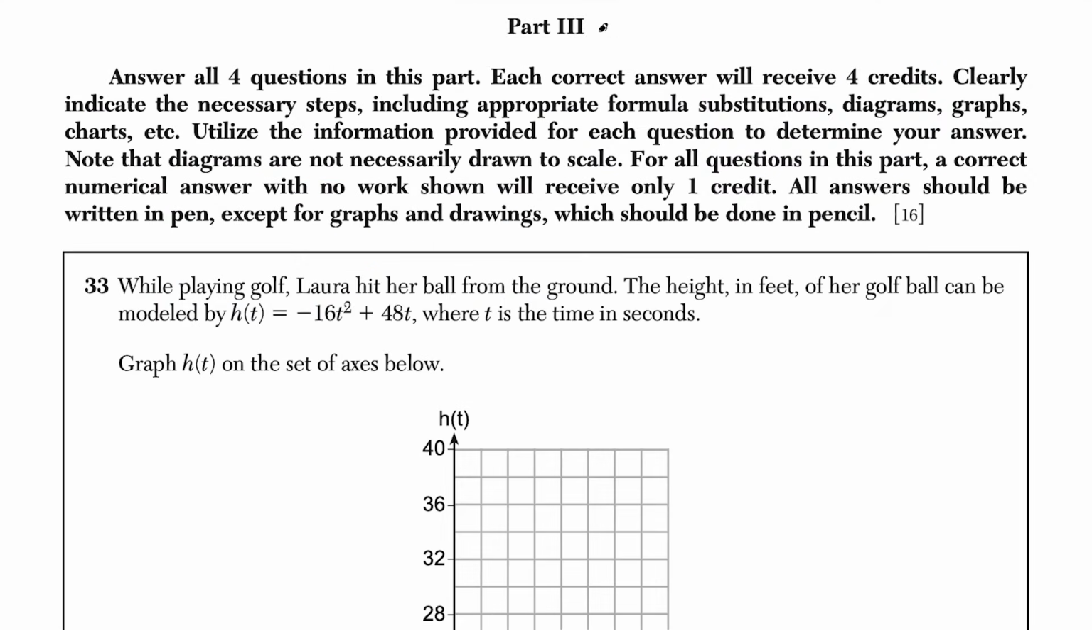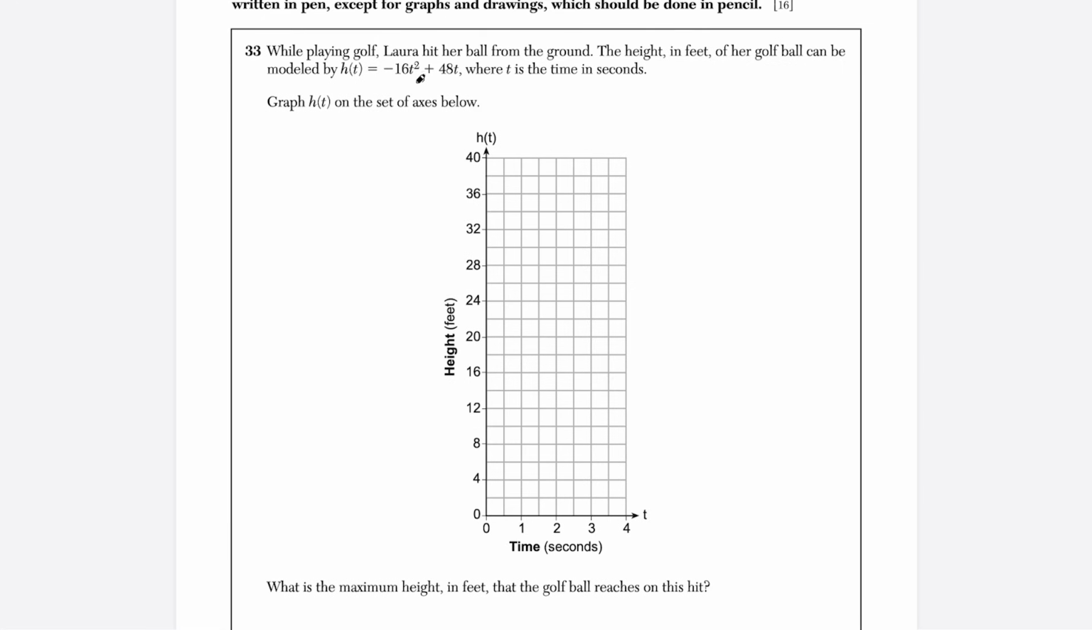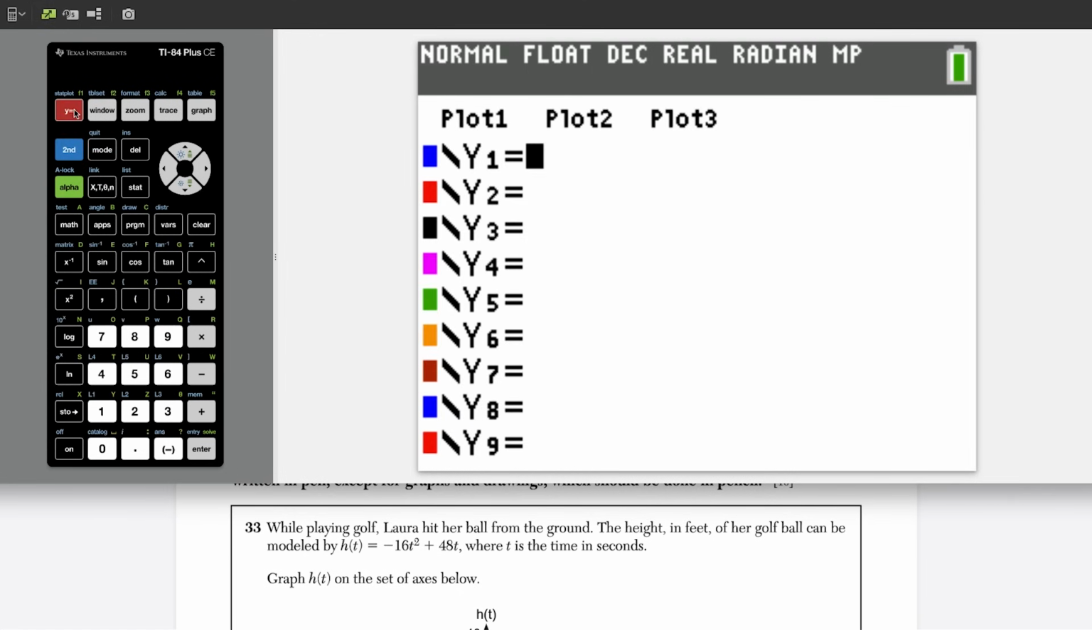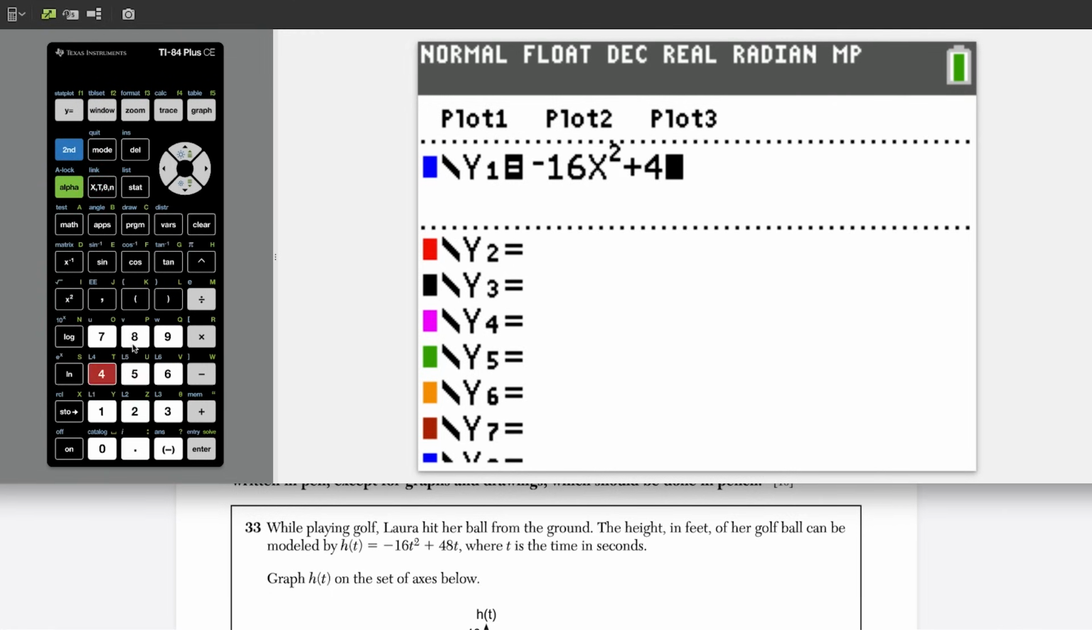So now we're moving on to the part 3s, and every question here is worth 4 credits. Question 33, we have Laura playing golf, and she hits a ball from the ground, and the height in feet of her golf ball can be modeled by the function h of t. And the first thing we have to do is graph h of t on the set of axes below. So let's go over to the y equals, and we'll type in the function h of t. We have negative 16t squared, but we'll go ahead and use x. So we have negative 16x squared, and then we have plus 48x.